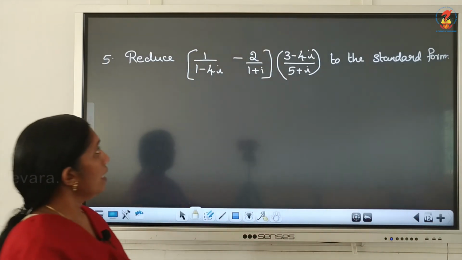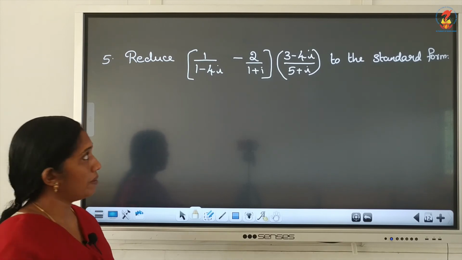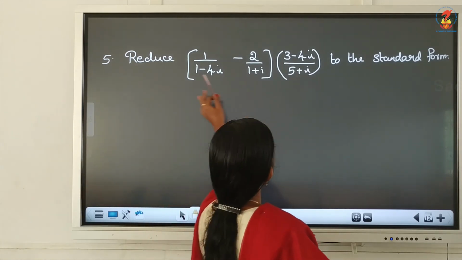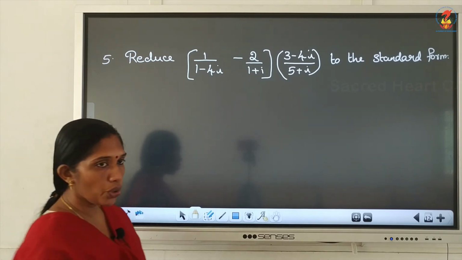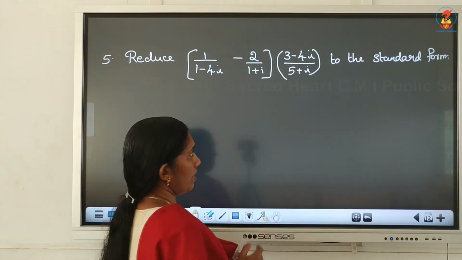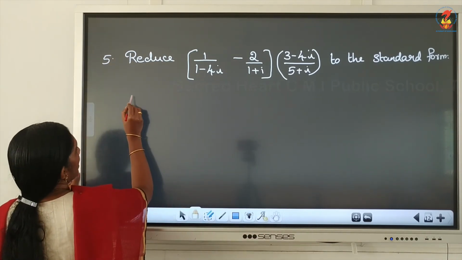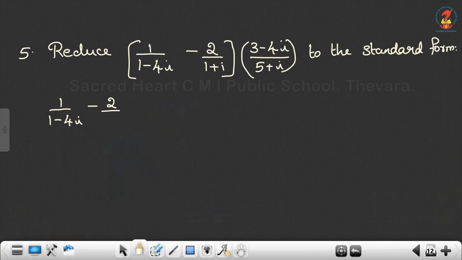The next one, reduce to the standard form. So standard form is a plus ib. The given complex number is a complicated expression, it is not in the form a plus ib. So we have to reduce. Step by step you can do. First you take this bracket and simplify. So 1 by (1 − 4i) minus 2 by (1 + i).